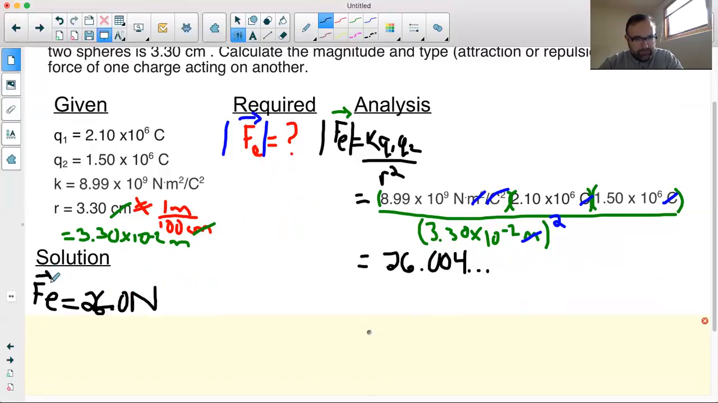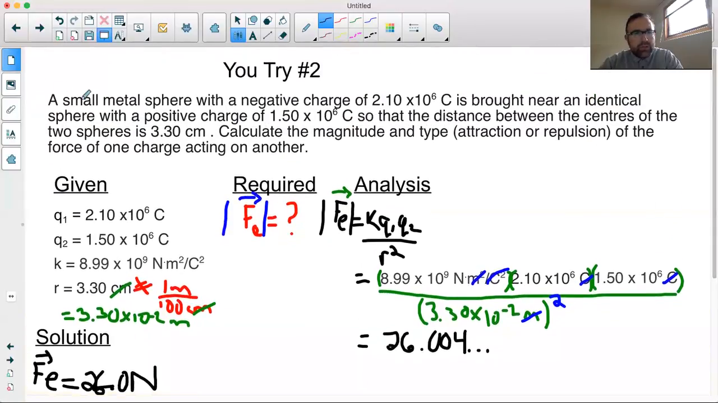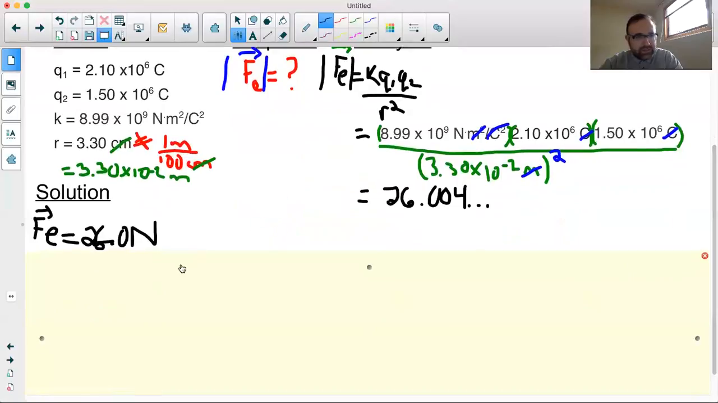Here's the important bit. Is it attractive or repulsive? Well, one is negative and the other one is positive, so here's the negative one, here's the positive one. At the end of the day, that's attractive, because attraction comes from two different charges, negative and positive. So in that case, what we need to also say is attractive.